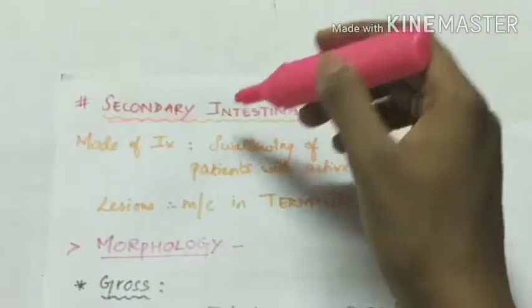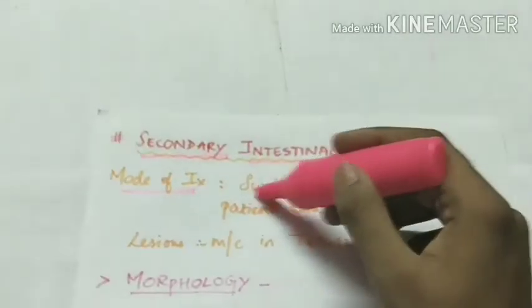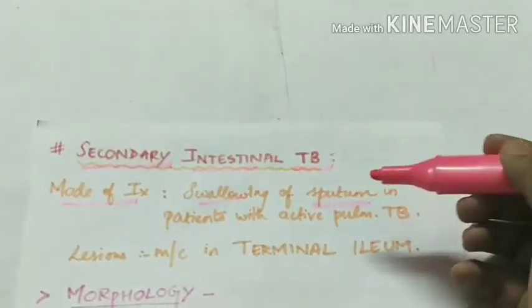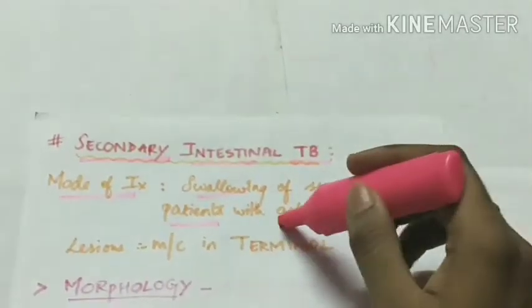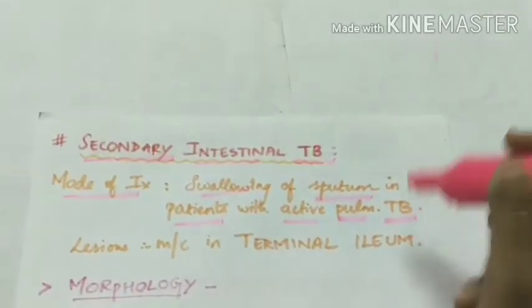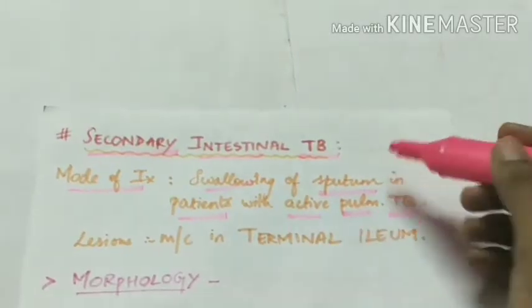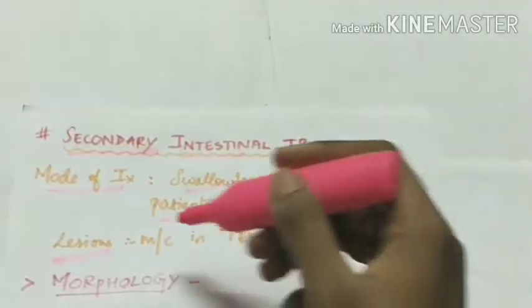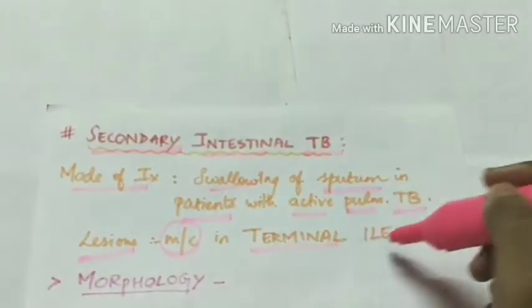Next is secondary intestinal tuberculosis. Mode of infection is by swallowing of the sputum in patients with active pulmonary tuberculosis. So this causes secondary intestinal tuberculosis, and here the lesions are more common in the terminal ileum.